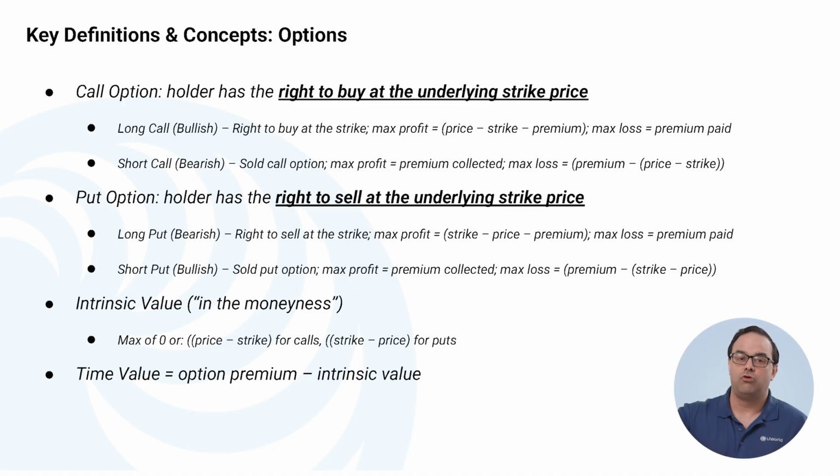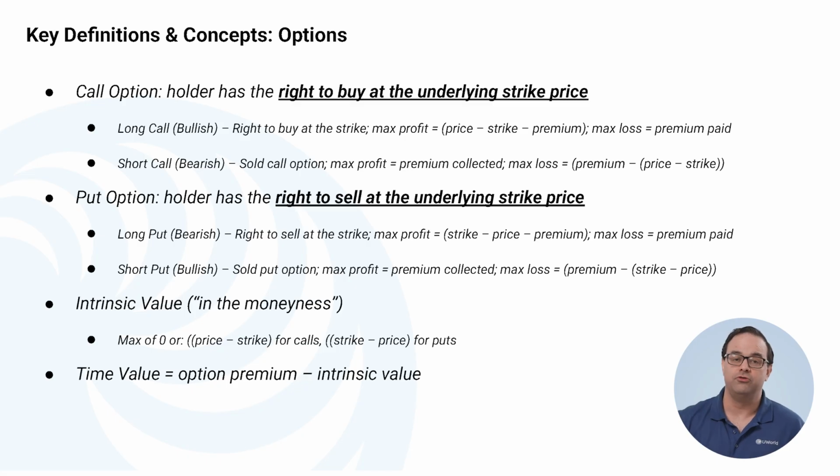Long call holders are bullish on that particular security, bullish on the underlying. They are betting that the price of that security is going to go above the strike price. The short call, or the call option writer, is bearish. They are betting that they are going to collect the premium and the option preferably will expire out of the money, meaning the price is not above the strike price.